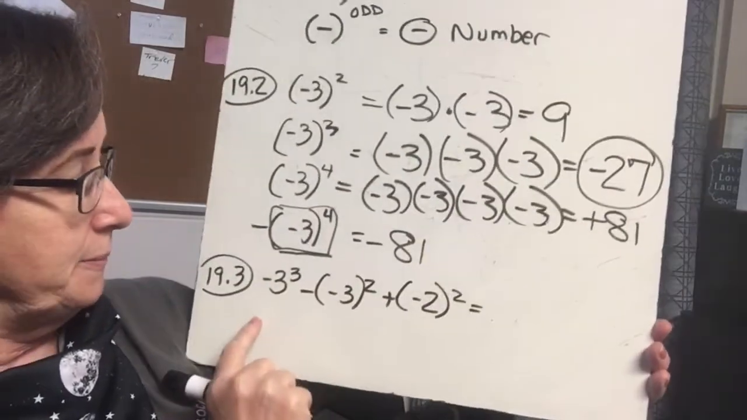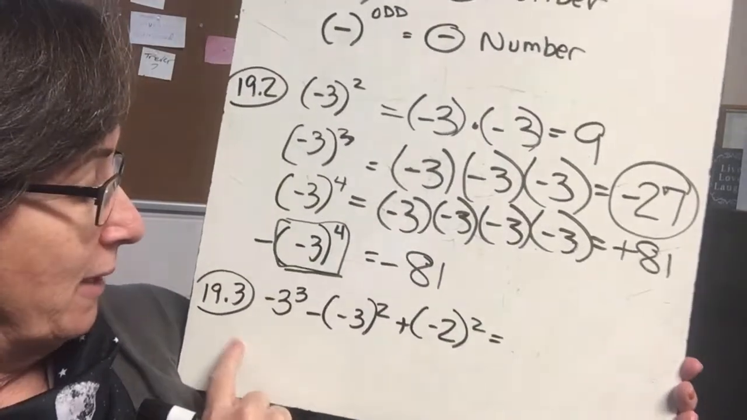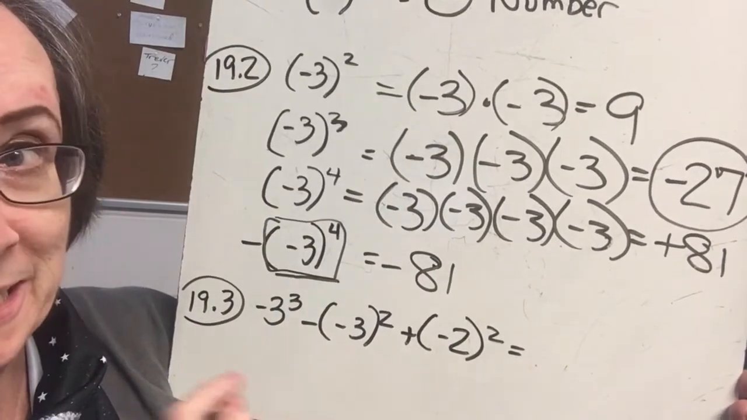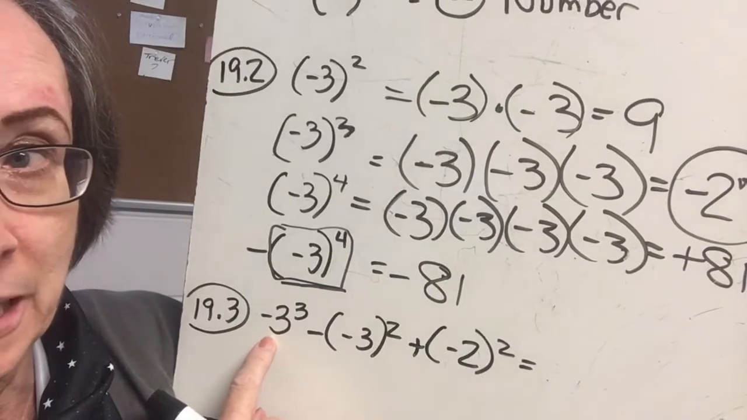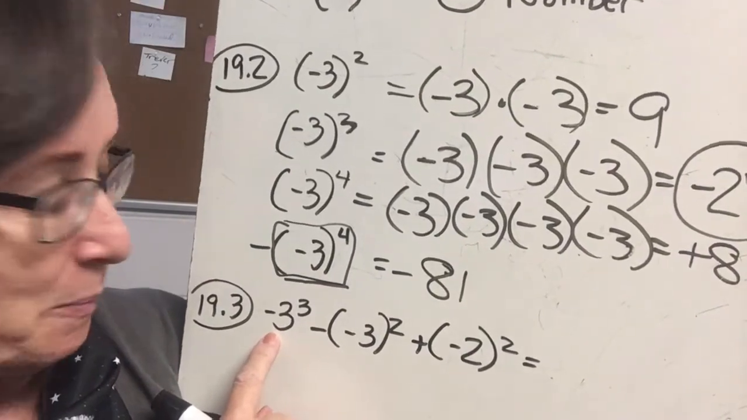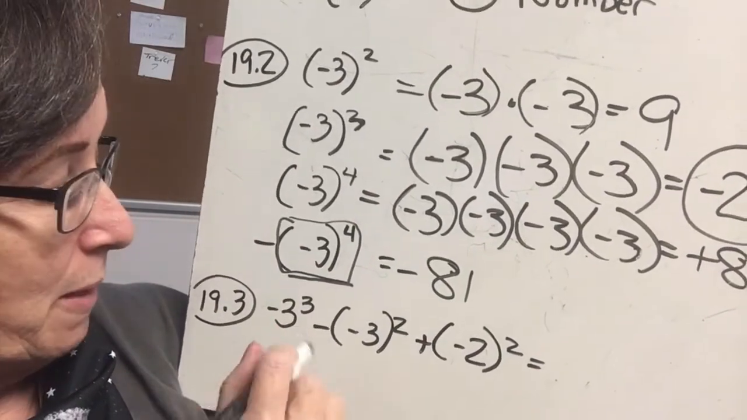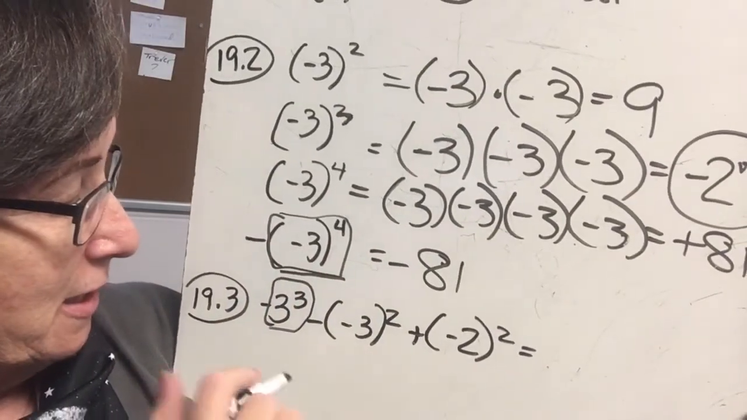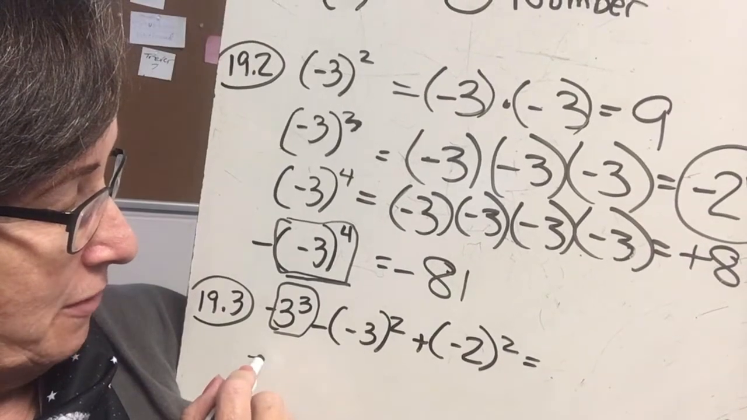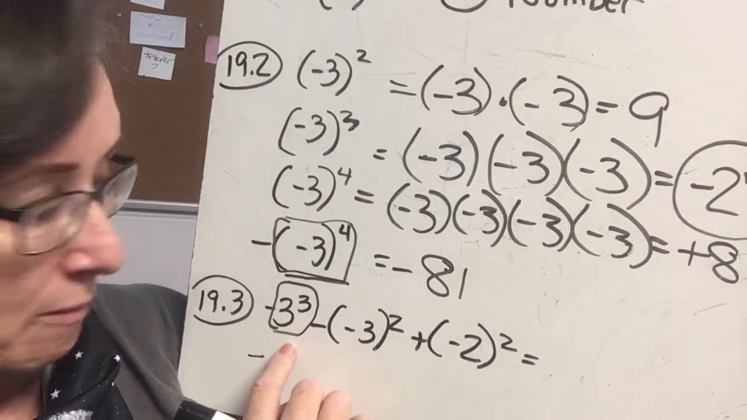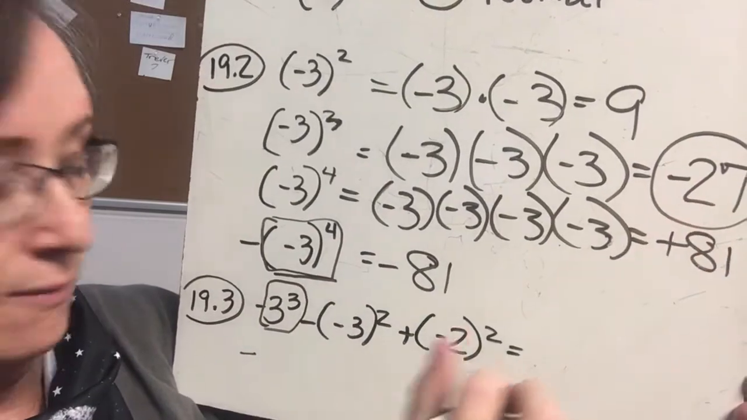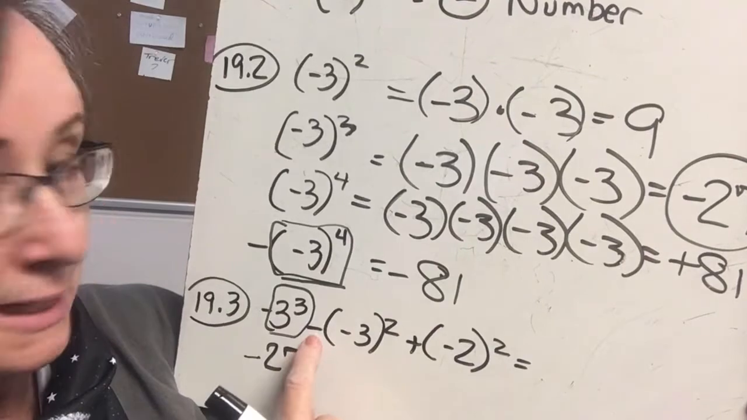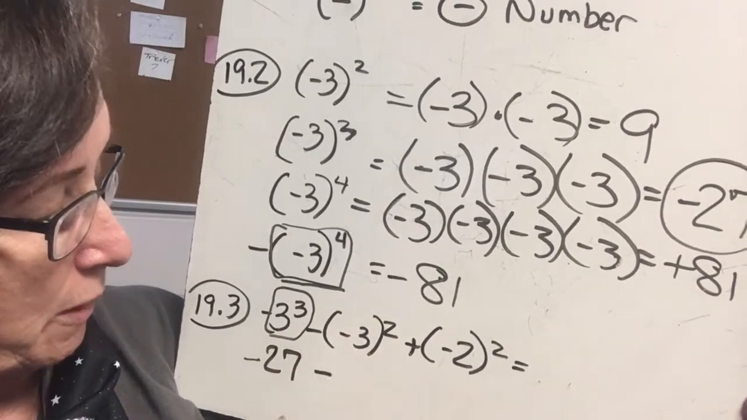Okay, so here in 19.3, we have an example. We're going to do this problem, piece it apart. Now, you see this negative 3 is not included in a parenthesis. So remember that exponents get done first. So this is going to be negative 3 times 3 times 3. Well, 3 times 3 times 3 is 27, isn't it? So negative 27. And then this minus, we'll just put it down here so we don't lose it.